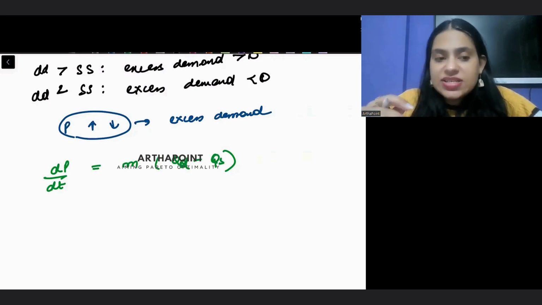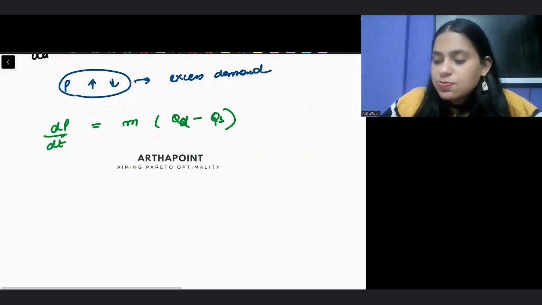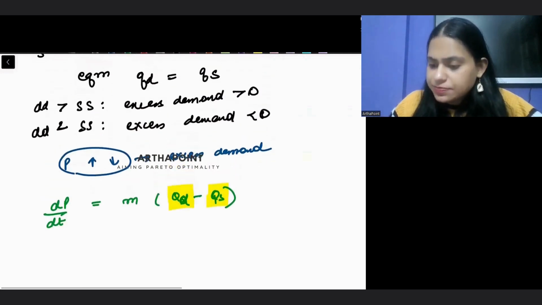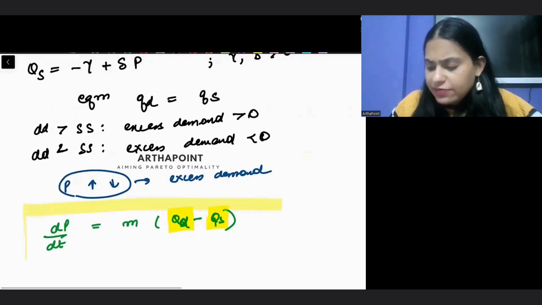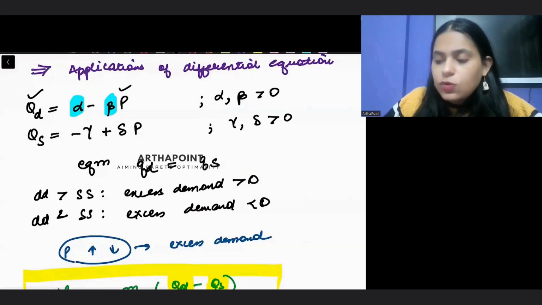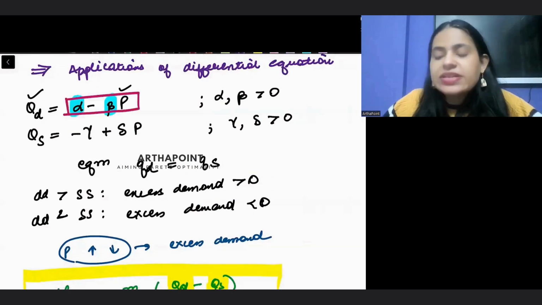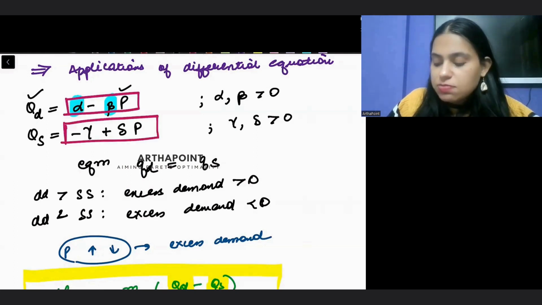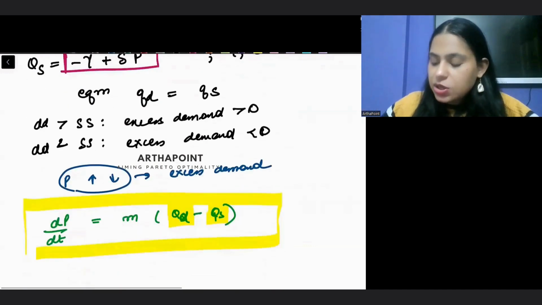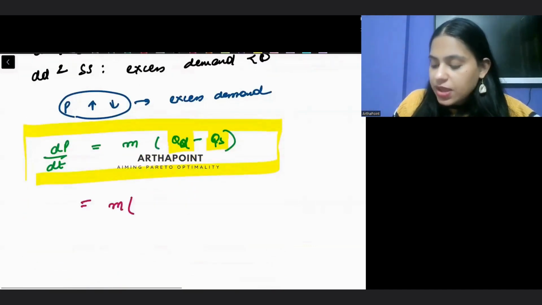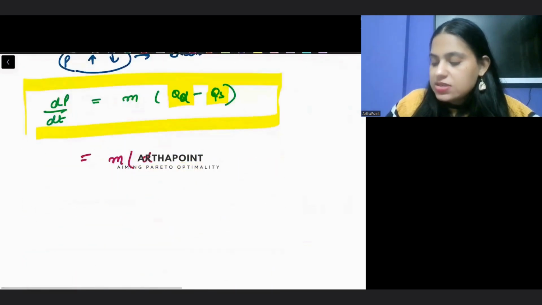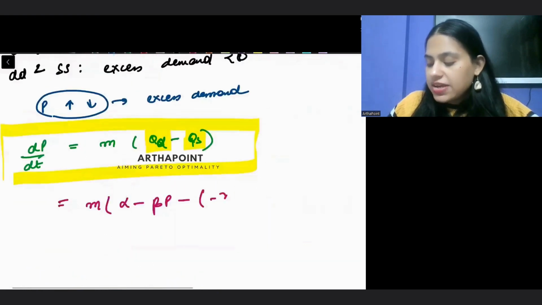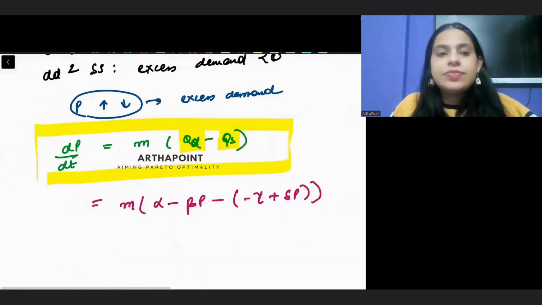So in order to go ahead and understand this, first of all I am going to just put the quantity demanded and quantity supplied equation in this equation that I have written. So quantity demanded ko we had gone ahead and assumed alpha minus beta p, and quantity supplied ko we had gone ahead and assumed minus gamma plus delta p. So I'm going to just write this as m alpha minus beta p minus, and this is going to be minus gamma plus delta p, right?